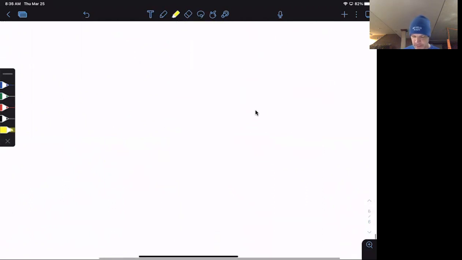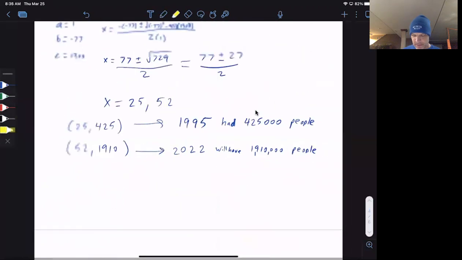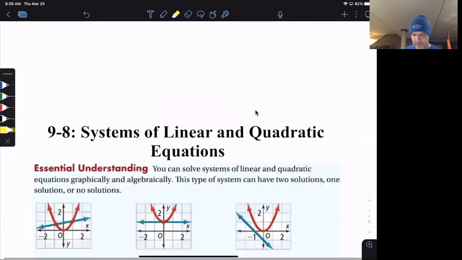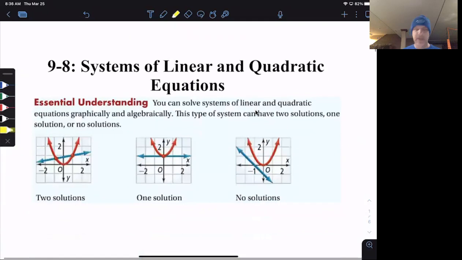Okay, that is 9.8. Systems of linear and quadratic equations. You've learned multiple methods on how to solve this. You've got graphing, you've got elimination, and you've got substitution. So you'll get some practice on all of those and see which one makes the most sense to you. And hopefully this was helpful. And like always, if you have any questions, I will be happy to answer them.